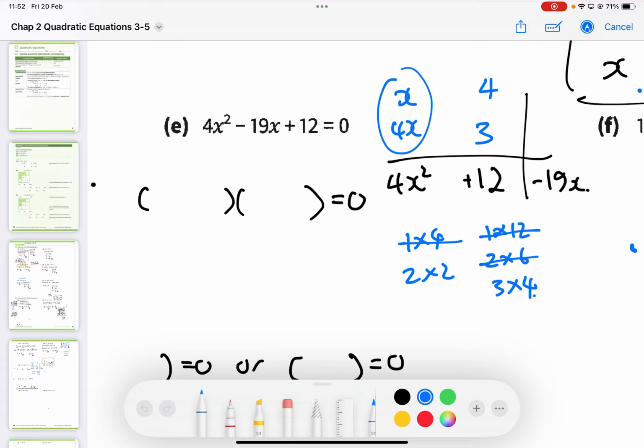Okay? Then, hello. Zoe, what are you looking at? Playing Sudoku. Oh, okay. So 3 and 4.